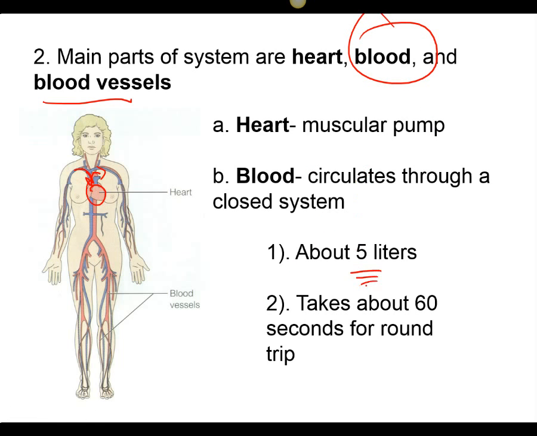We have about 5 liters of blood. So take a 2-liter bottle of Pepsi, right? Another 2-liter bottle of Pepsi, and a half a 2-liter bottle of Pepsi. That's how much blood you guys have in your body.